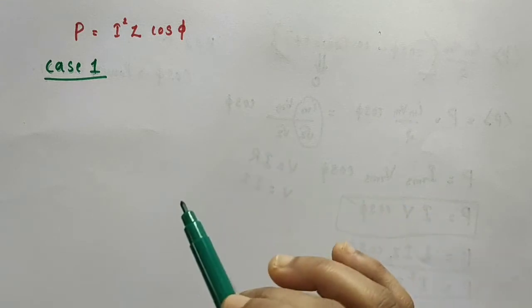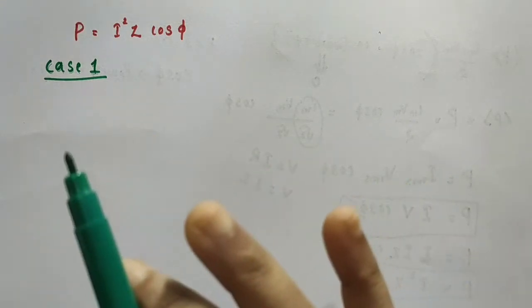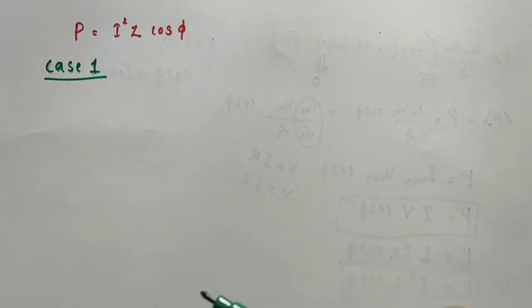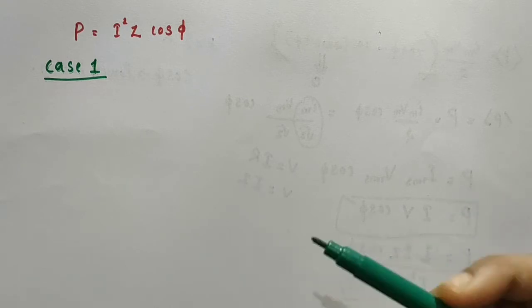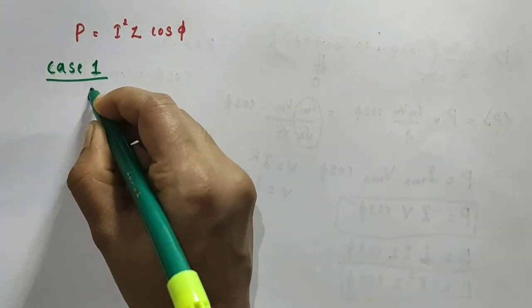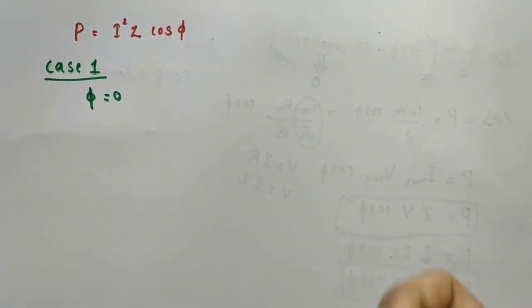Now, consider the case of a pure resistive circuit. That is case 1. A pure resistive circuit means there will be only a resistor in the circuit connected to an AC voltage source. There won't be a capacitor or inductor in the circuit. We know that for a purely resistive circuit, phi equal to 0, which we have discussed in our previous video. I will provide the link in the description box. If you want, you can watch that. So, for a purely resistive circuit, phi equal to 0.